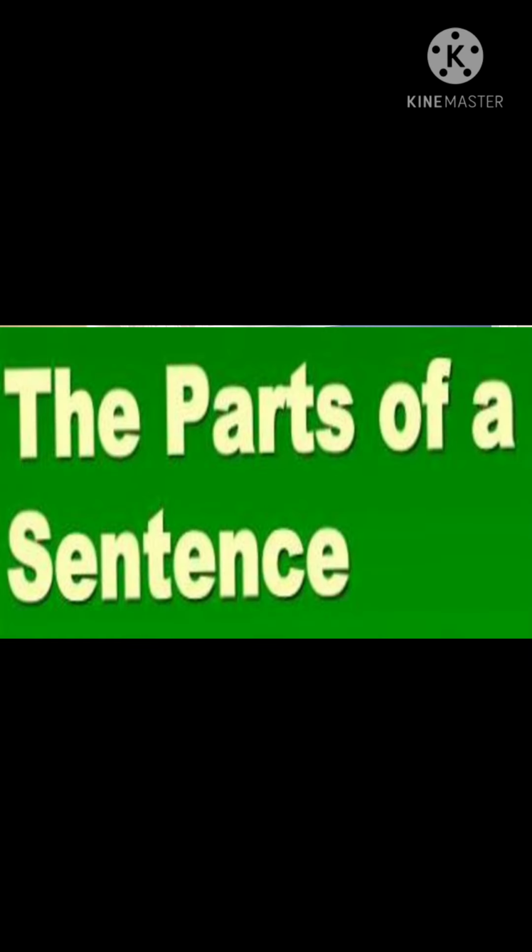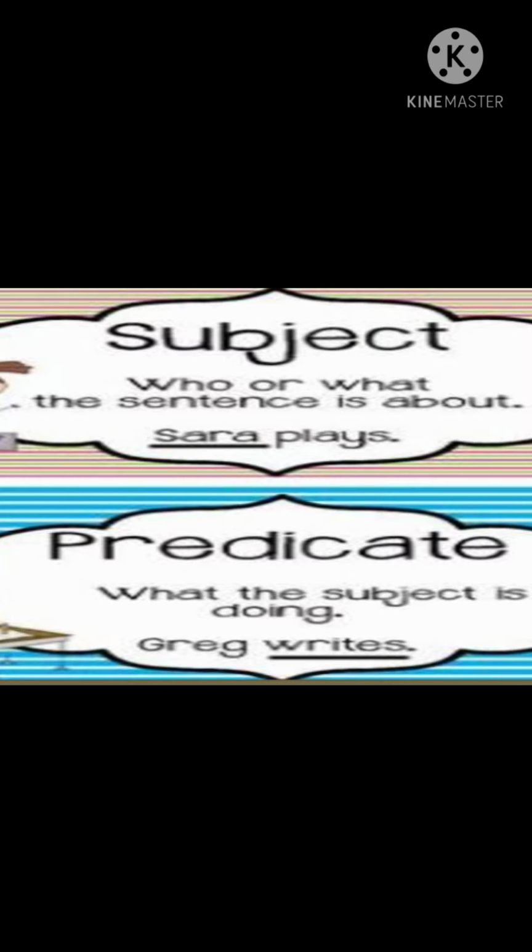Okay students, now let us see, a sentence has two parts. One is subject and the other is predicate. What is a subject here? The subject tells us who or what the sentence is about. That is, who does the action. It talks about the doer of the action.